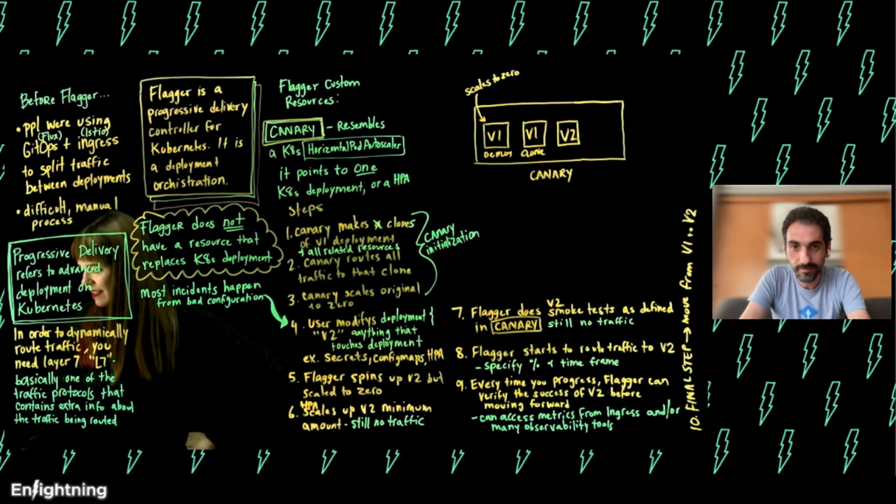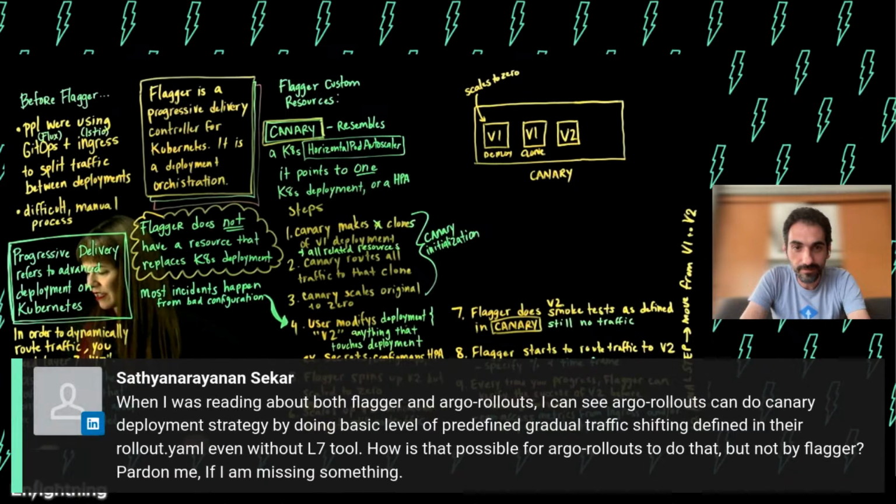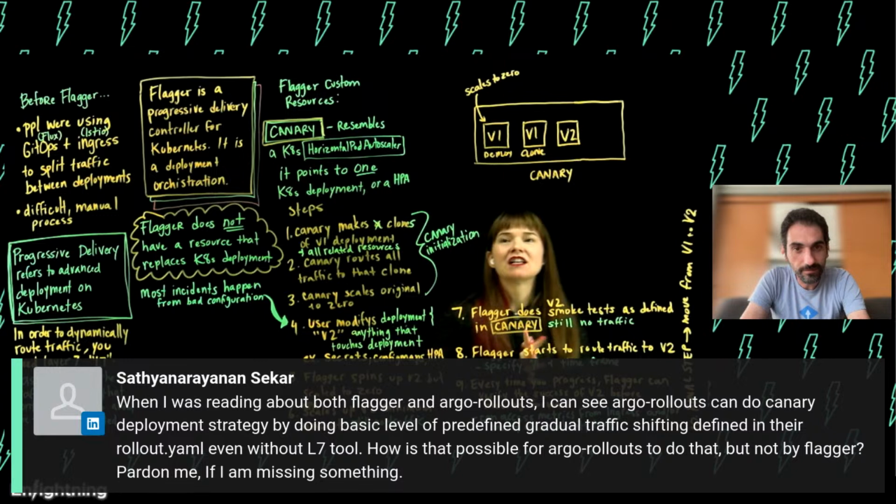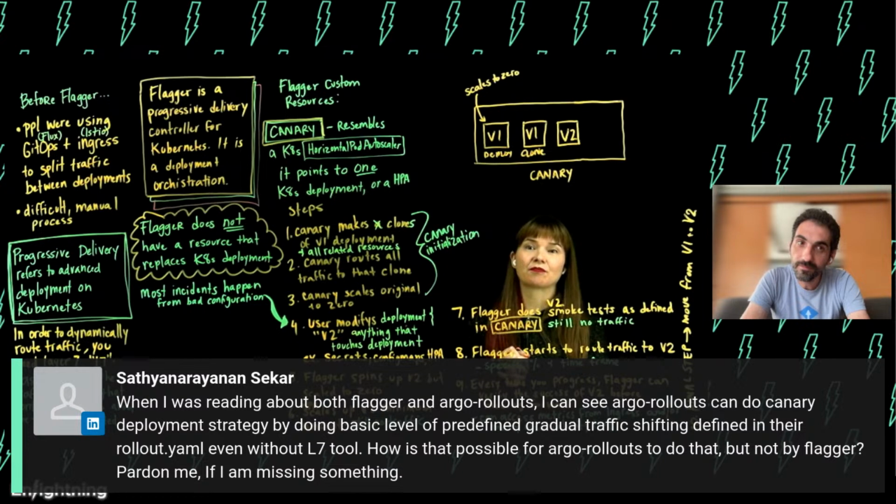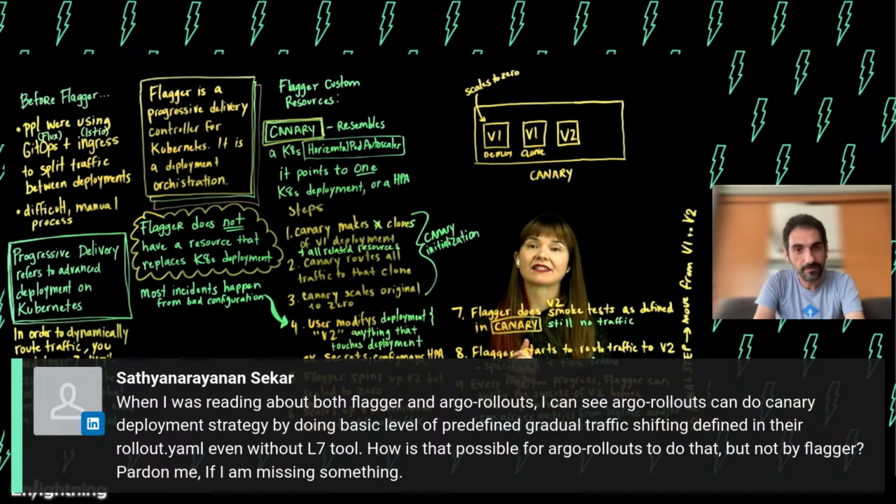That's a great answer and a great question. Thank you, Dinesh. This question is about Argo Rollouts. We'll talk it out. So when I was reading about both Flagger and Argo Rollouts, I can see Argo Rollouts can do canary deployment strategy by doing a basic level of predefined gradual traffic shifting defined in their rollout without the L7 tool being necessary. How is that possible for Argo Rollouts to do that, but not by Flagger? Pardon me if I'm missing something.